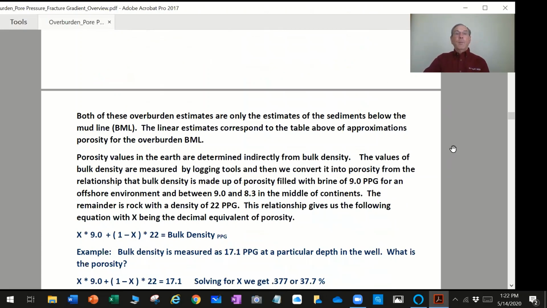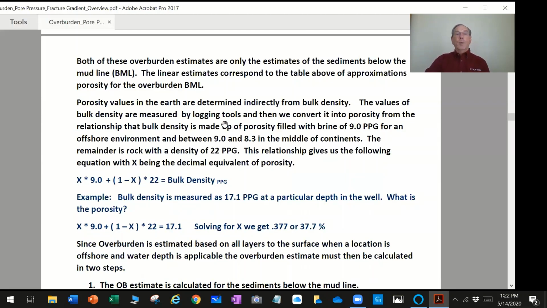Okay, so both of these overburden estimates are only the estimates of the sediments below the mudline. The linear estimates correspond to the table that I've just shown you above. Porosity values in the earth really are determined indirectly from bulk density. The values of bulk density are measured by logging tools, and then we convert a bulk density into a porosity value from the relationship that we've already shown.